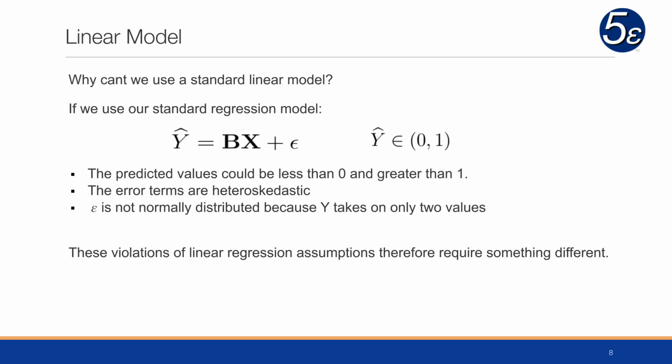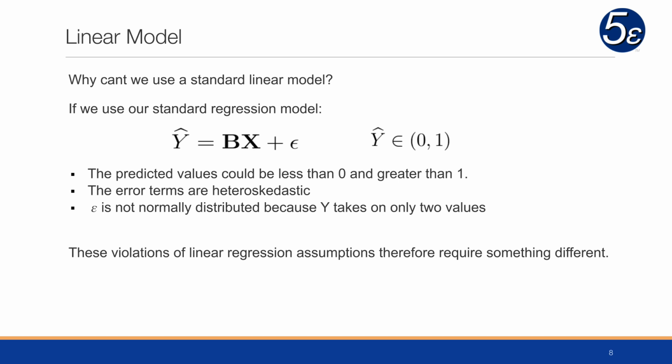Now, why can't we use a standard linear model? Let's assume that we have this format for our linear model. We have a y hat, which is our predicted value, our beta coefficients times our x variables, plus an epsilon for error, where y hat must be between 0 and 1. So the predicted values in a linear model could be less than 0 and greater than 1 because it creates a line. The error terms would not have constant variance. They would be heteroscedastic.